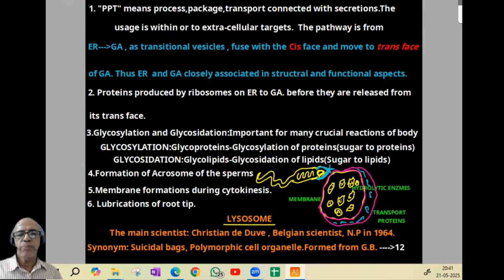Second function: proteins produced by ribosomes on ER go to GA before they are released from its trans phase. So GA proceeds.